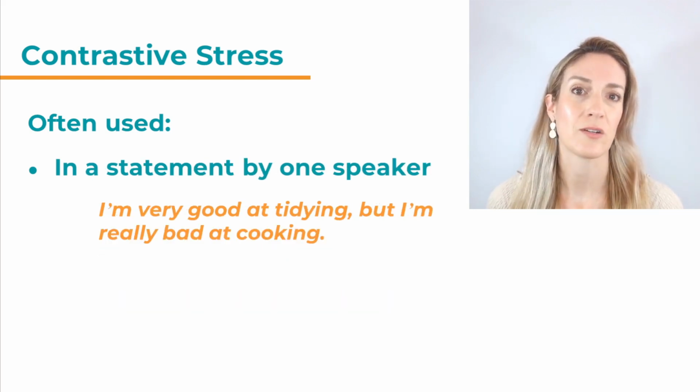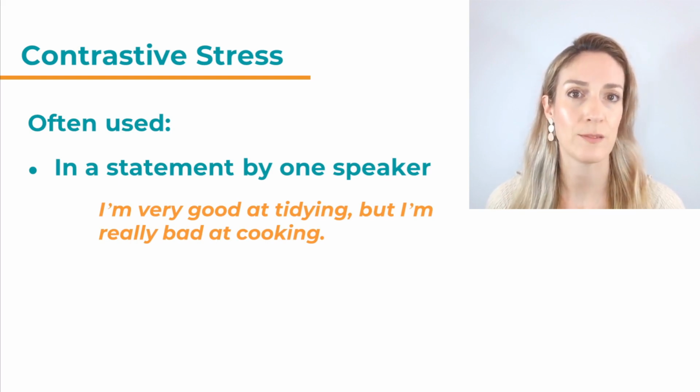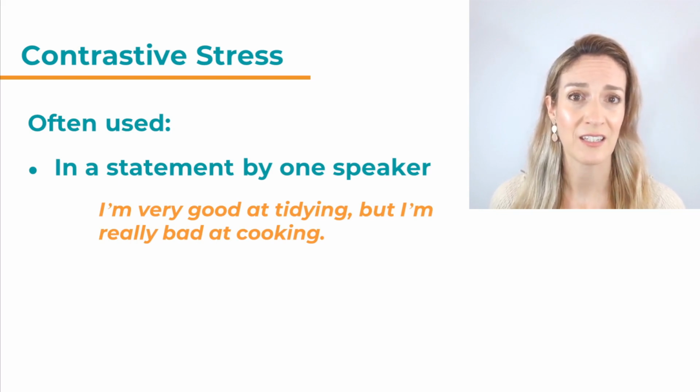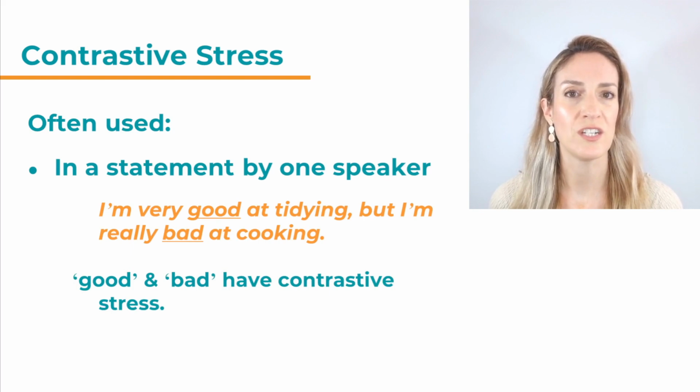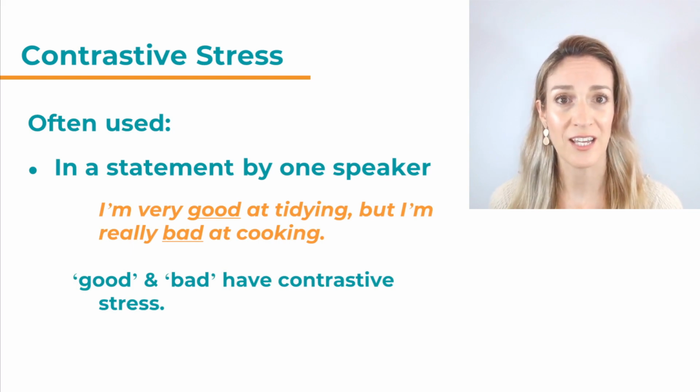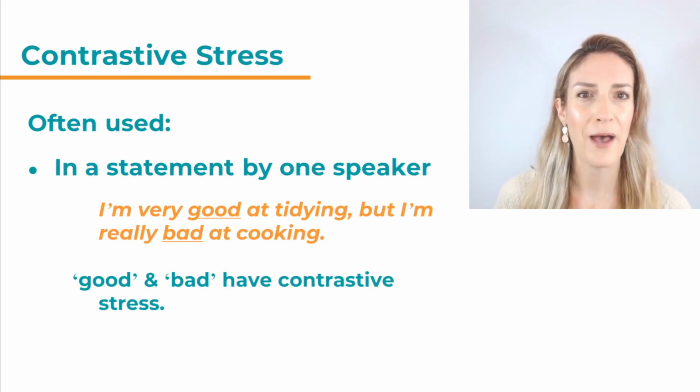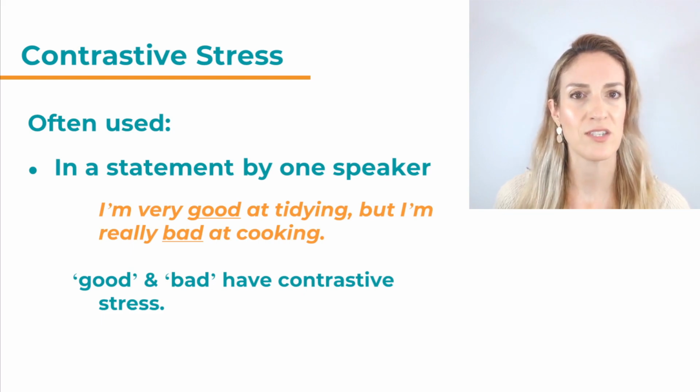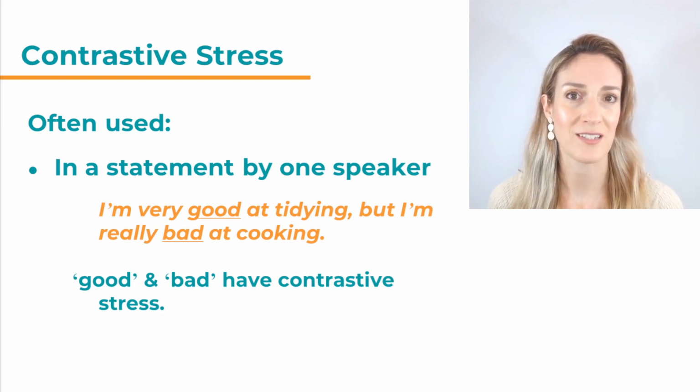We also use contrastive stress in a statement just said by one speaker. Let's have a look at an example. "I'm very good at tidying, but I'm really bad at cooking." Here, the words good and bad have contrastive stress because we want to contrast. I'm really good at tidying, but I'm really bad at cooking. Those two things stand in contrast.